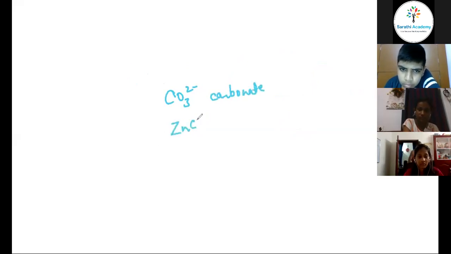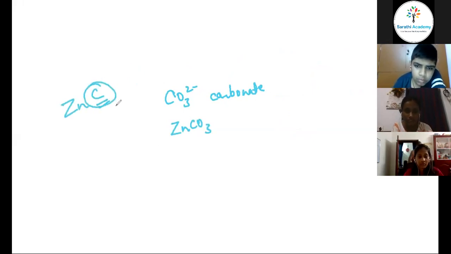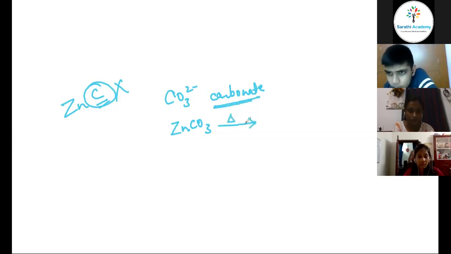Okay. So here, carbonate is CO3 2 minus. Okay, ZnCO3. So what you were telling, Zn and C: C is carbon, so that is not the anion here. Here we are having carbonate. Okay. And what will be the heat? If you heat this, what are you going to get here?